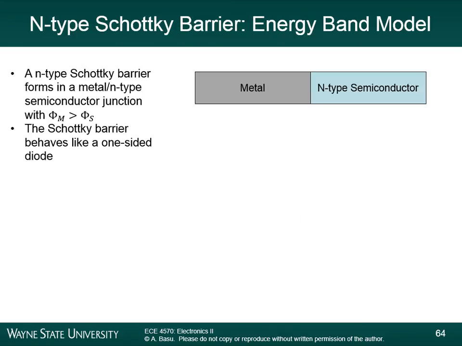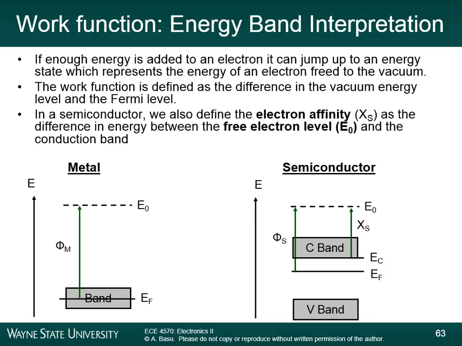So in the case of metal, the work function is just going to be the same as the electron affinity, but in the case of the semiconductor, it's not. The question was, does the metal? Well, the metal doesn't have an electron affinity like a semiconductor does, because the electron affinity is defined as the difference between the free electron level and the conduction band. In the metal, we don't have EC and EV. So just EF, E0. Pretty simple band diagram for a metal.